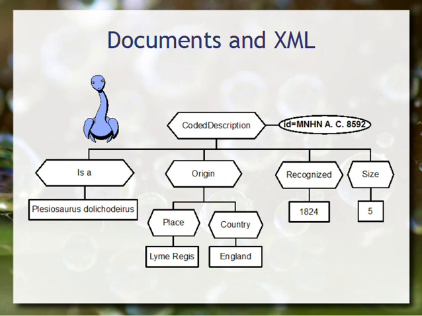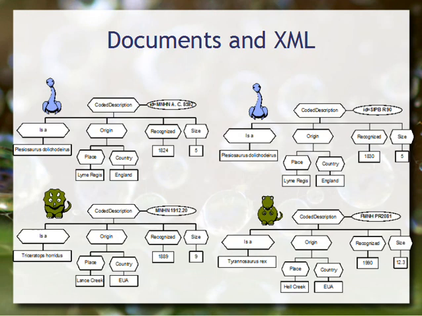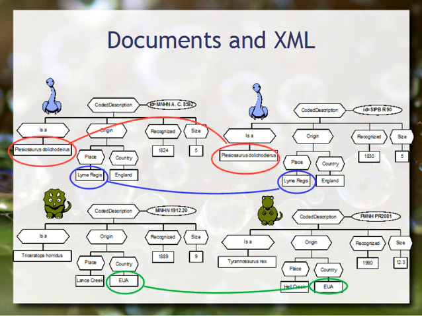And then it's fine, but in fact, what we start to see is we produce several of these hierarchical trees describing all of our animals here. But then you start to see, okay, this guy tells a place, Lyme Regis, and this is the same place. So I would like to connect them, okay? I would like to connect that to that, this species to this species, this country with this country. Okay, can XML do that?